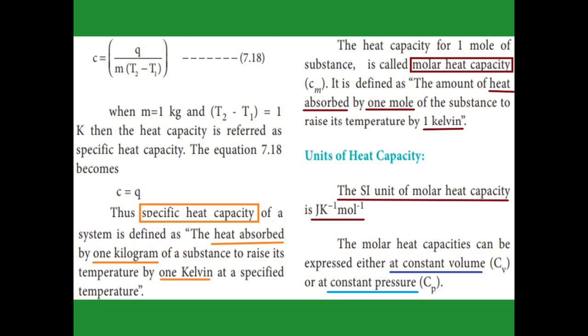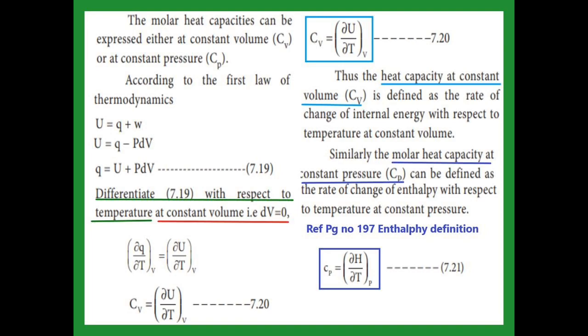The molar heat capacity, if considered at constant volume, is called CV. If the molar heat capacity is calculated at constant pressure, it is called CP. We are going to learn the definition for CV and the definition for CP.